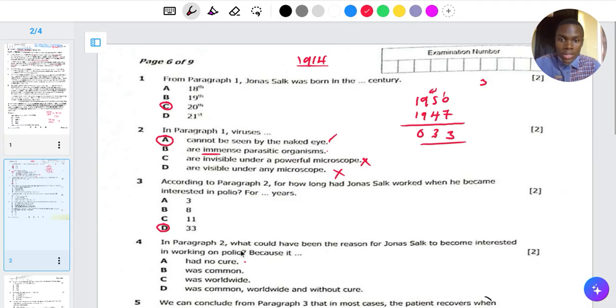So of course this one is going to be an interesting point, but that's not the whole reason. So had no cure and was common. Of course it was common, and this was worldwide. Yes, it was worldwide. And the last one was common, worldwide, and without cure. So this one here is getting everything. So you can't just choose this one, because even this one is an answer. This one is also an answer. Even this one is an answer. Now the one which has all the answers is D. It was common, it was worldwide, and it had no cure. Okay, so we can choose D as our answer.